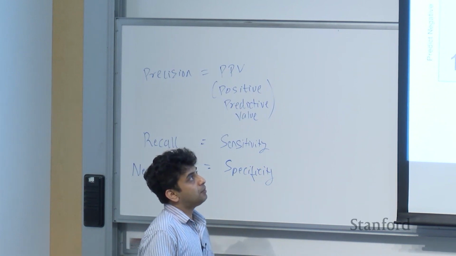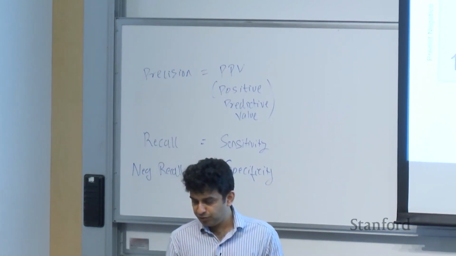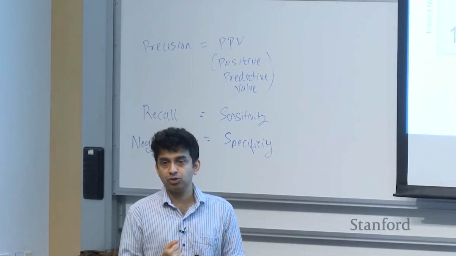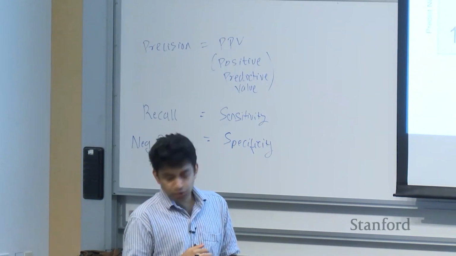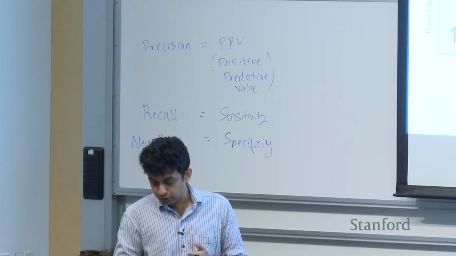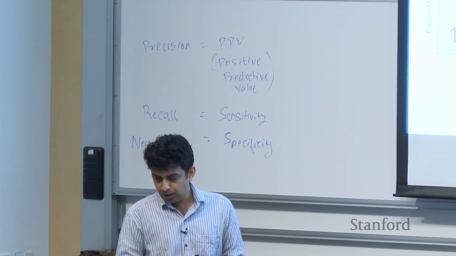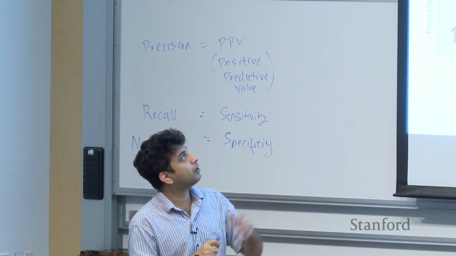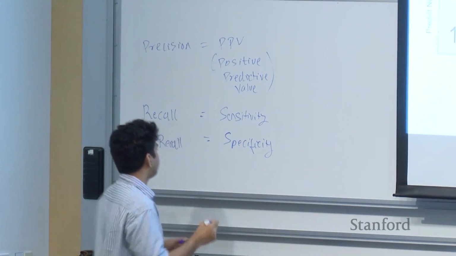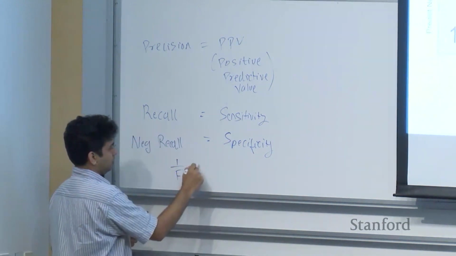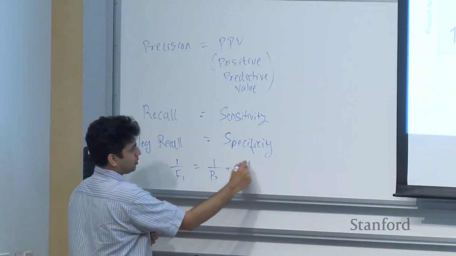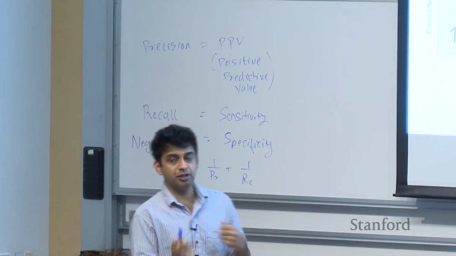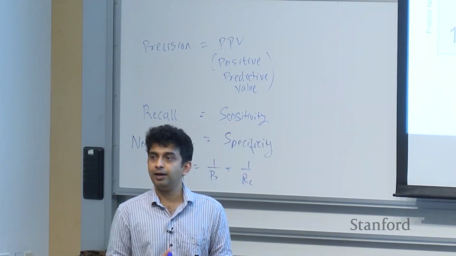And you can start combining these individual scores in certain ways. For example, there's something called the F score or the F1 score. The F1 score is the harmonic mean of precision and recall. So 1 over F1 is 1 over precision plus 1 over recall. So you can combine your precision and recall into a single number called the F1 score.